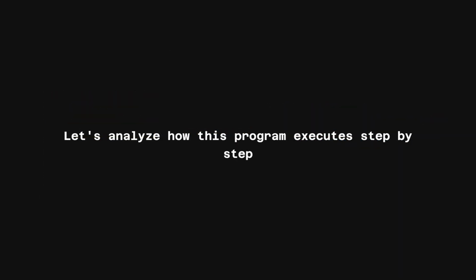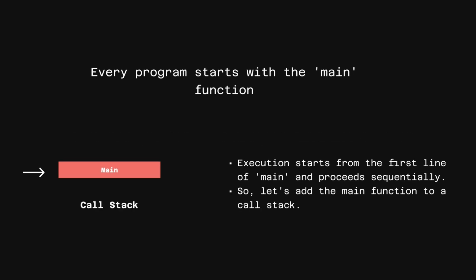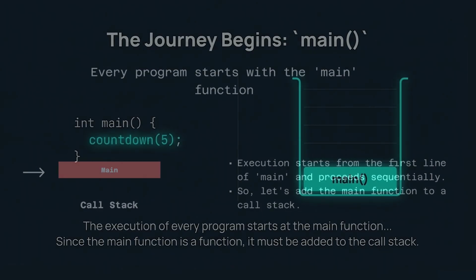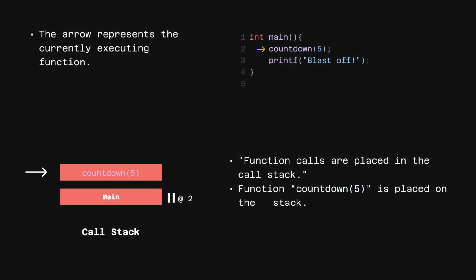Now let's walk through the execution of the countdown program step by step. The execution of every program starts at the main function. The program then proceeds sequentially, executing the lines of code within main. Since the main function is a function, it must be added to the call stack. Since the main function is the one currently executing, it is processed line by line.